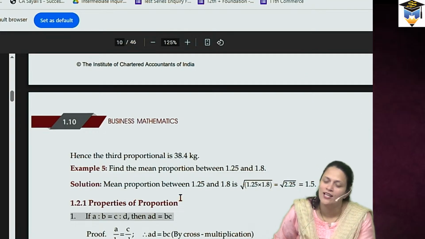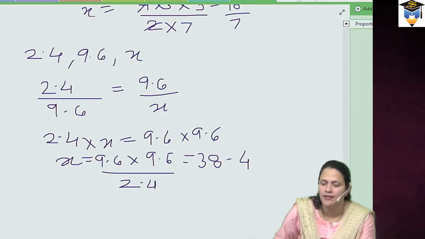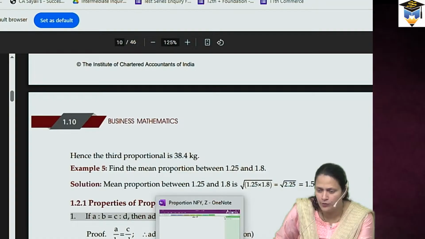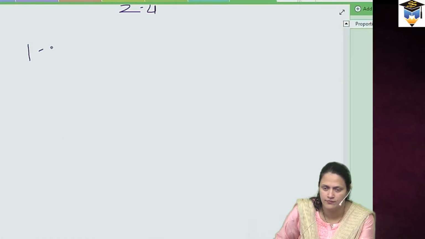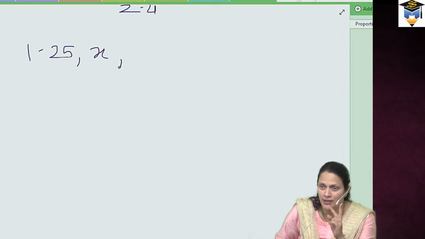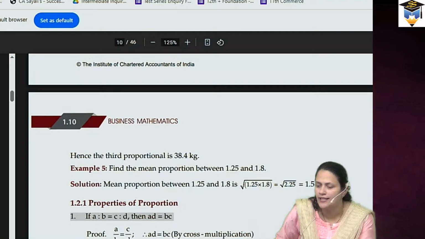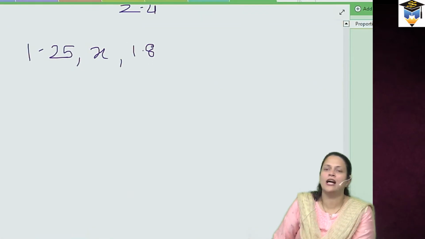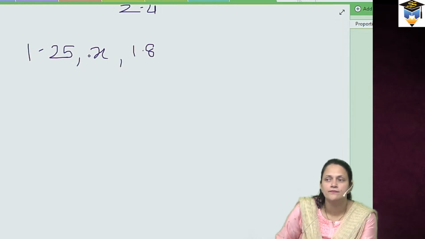No. Okay. So let me again try to explain. See, now they have given us two values and the in-between value is not given to us. Okay. So let's say the values are 1.25, x, because this is not given to us, in between proportion is not given to us, and this is 1.8. So when there are three numbers in proportion, how do we write them? Tell me this, how are we going to write it?